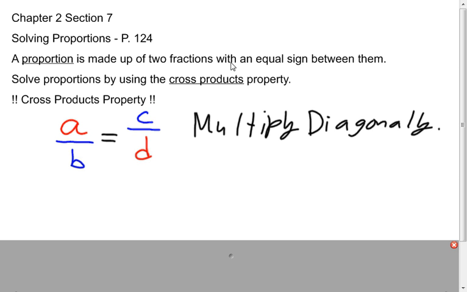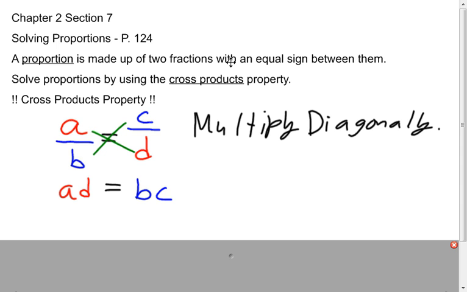If I multiply the A and the D, those are diagonal. One on top, one on bottom. I get A times D. If I multiply the B and the C, those are diagonal. And I get B times C. The equal sign was in the middle of the problem, so it stays in the middle in my next step. And then we do some more stuff after that, but this is what the cross products property says.